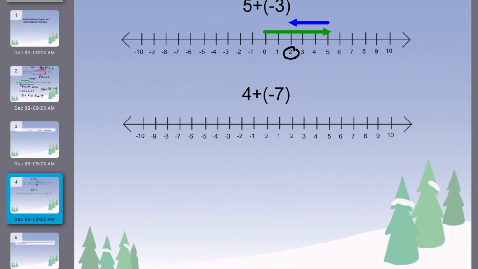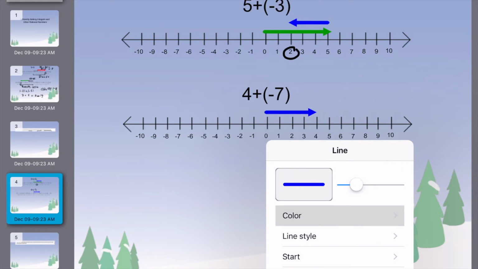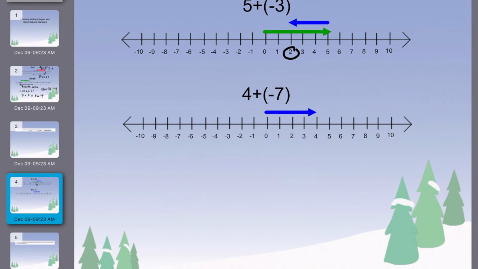And I'm going to do the same thing for the second problem. I'm starting from 0 to 4. I go to the right 4 because 4 is positive. And then I have to move to the left 7. I'm going to change my color. Left 7 because of -7, so I go all the way to -3.